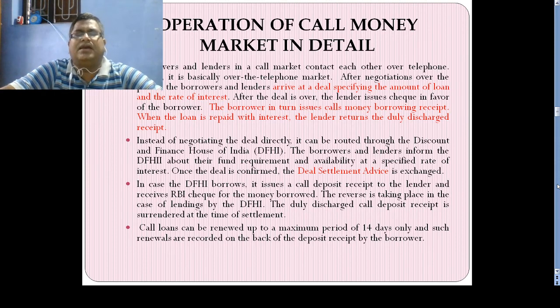The second way is the indirect way. There are also two parties, and another mediator, the DFHI, Discount and Finance House of India. Borrower and lender both inform the DFHI, and here the mediator is the DFHI. The DFHI is called an advisor, and this is called a deal settlement advisory exchange.